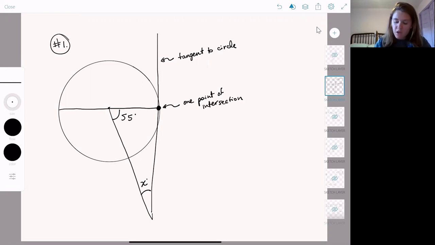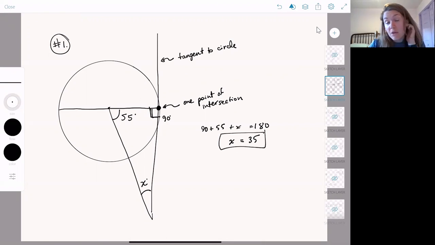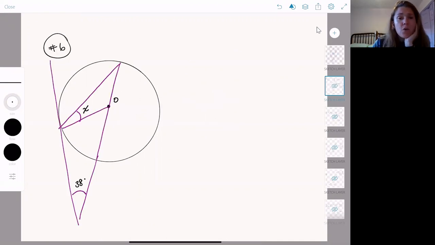One point of intersection. So what that tells me is that this angle here, where it intersects and also goes to the radius, is 90 degrees. So here I know that 90 plus 55 plus x is going to equal 108. And so x equals 35. It was a little bit of an easier example, so let's try one that's a little bit more difficult. Number 6 from exercise 4.15.